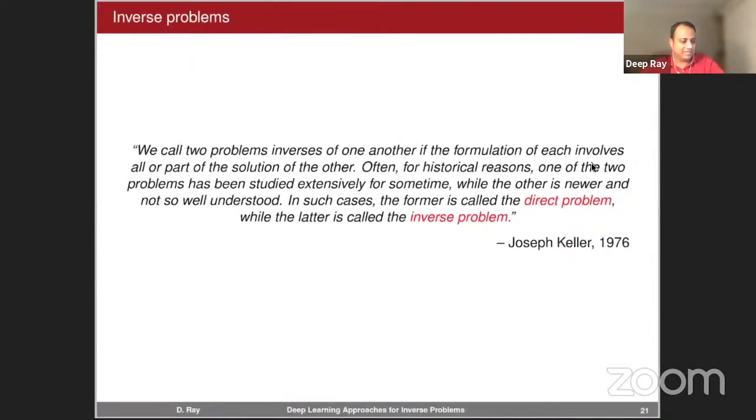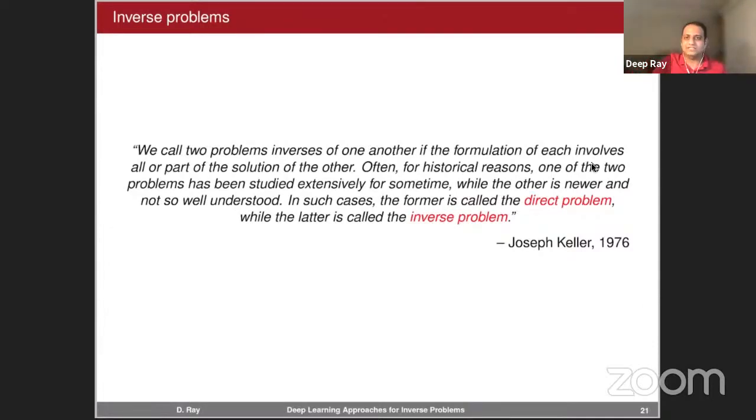So I know that this might be a little redundant in this workshop, but I really like this interpretation of what inverse problems are, as was said by Joseph Keller. He says that we call two problems inverses of one another if the formulation of each involves all or part of the solution of the other. And often, due to some reason, one of these two problems is studied more extensively, while the other one is newer and not so well understood, in which case you can call the former problem the direct problem and the latter one the inverse problem.